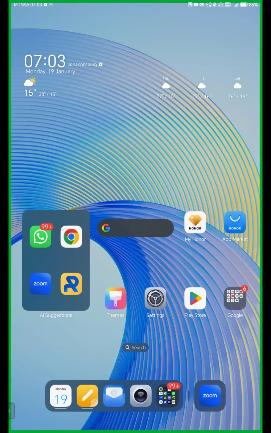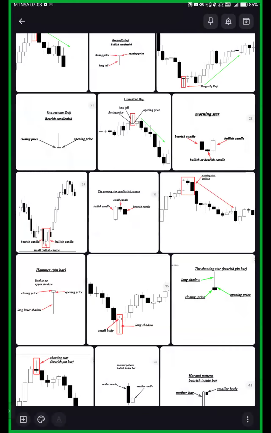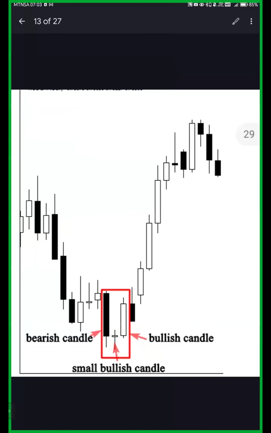Let's continue. Maybe today we can cover a couple of them. All right. So let me come back here again, and then we continue with these candlestick patterns. So this is how a morning star pattern may look like.